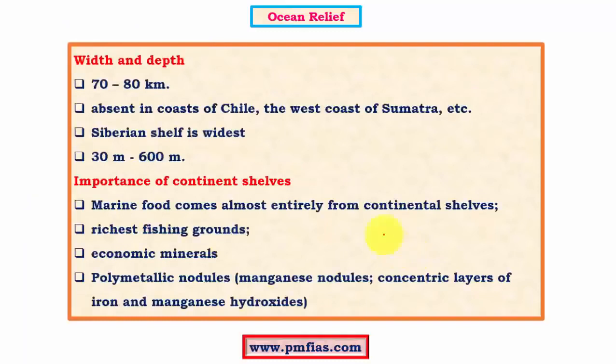Coming to the depth, they are not so deep. The depth varies between 30 to 600 meters, and the width varies from region to region, with average width being about 70 to 80 kilometers. And continental shelves are not so wide or totally absent in certain regions, especially near the convergent boundaries where there is formation of trenches. For example, we have the coastline of Chile and the coastline of Japan and various islands like Sumatra, where the continental shelf might be totally absent or can be of very little width.